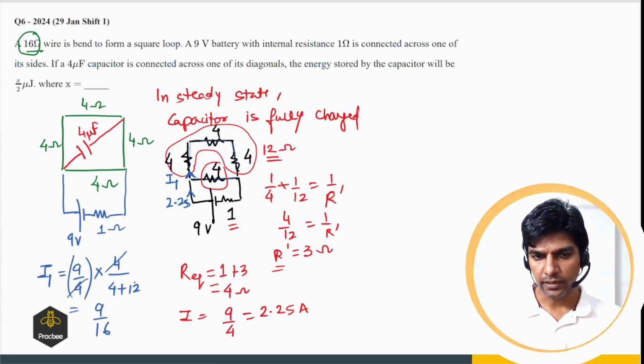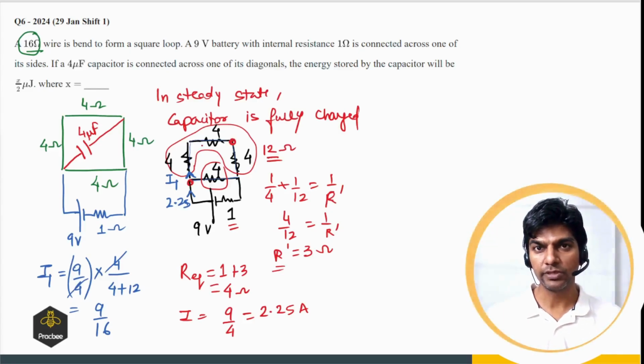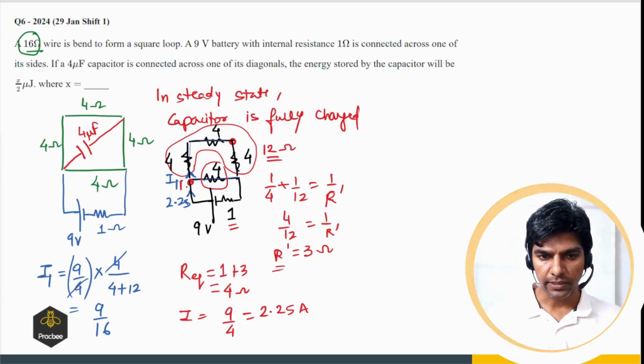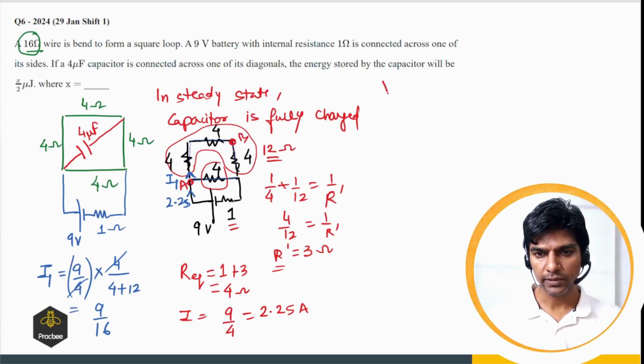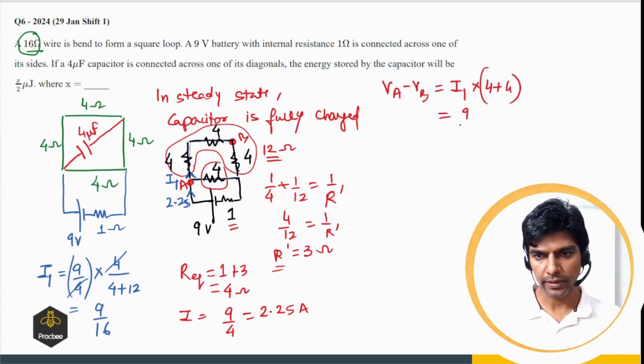So I1 is 9 by 16, and we have to find the potential difference between these 2 points, because these are the ends of the capacitor. So if this is A and this is B, then we can say VA minus VB will be I1 times (4 plus 4), that is the resistance between A and B. So it is 9 by 16 times 8, which comes out to be 9 by 2.